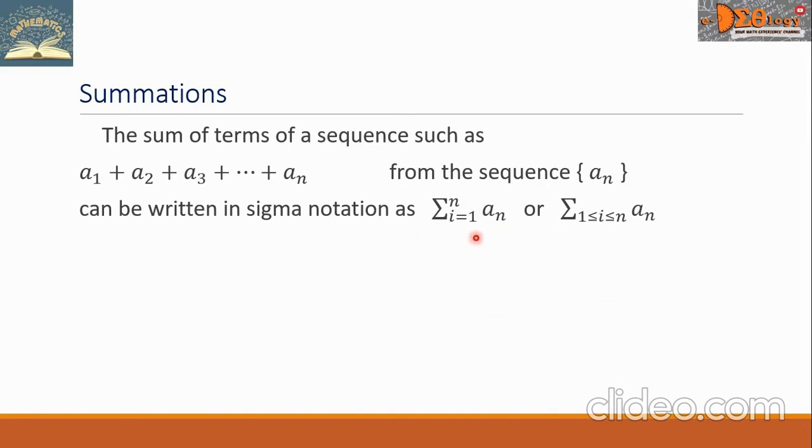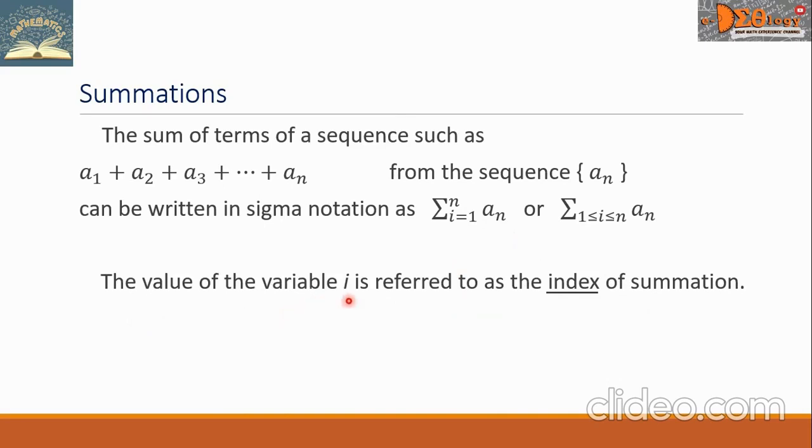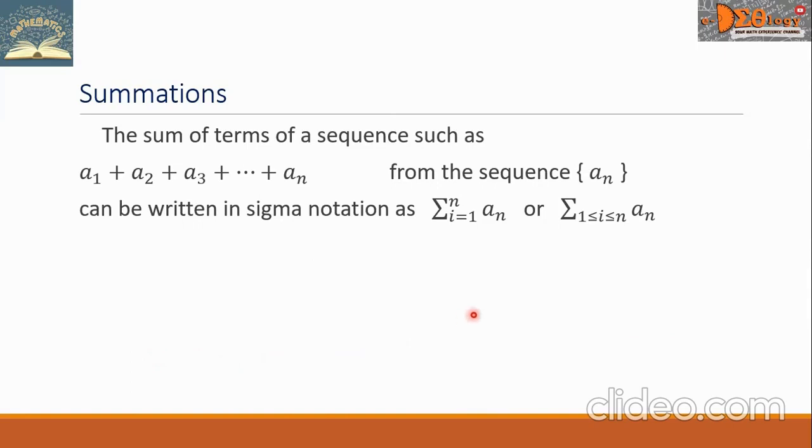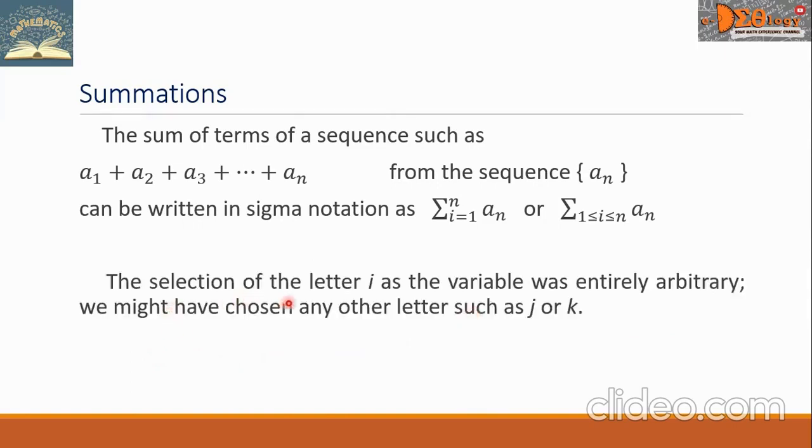The first notation here is the most commonly used. The value of the variable I is referred to as the index of summation. The index of summation traverses every integer from its minimum limit of 1 to its maximum limit of n. The selection of the letter I as the variable was entirely arbitrary. We might have chosen any other letter such as J or K.